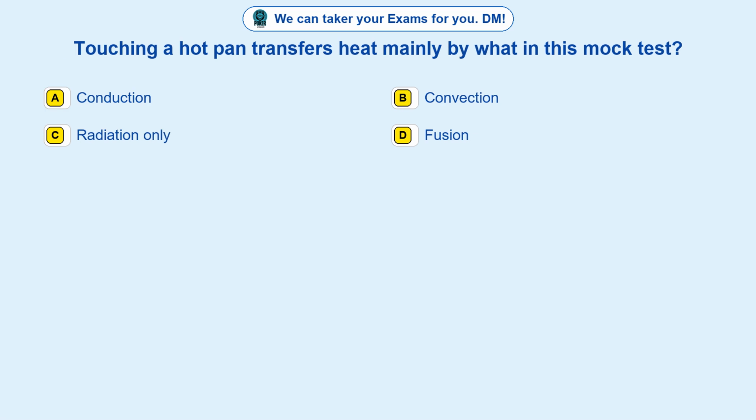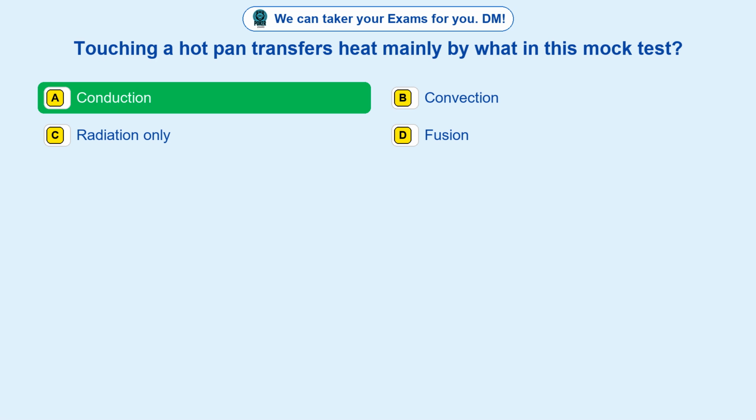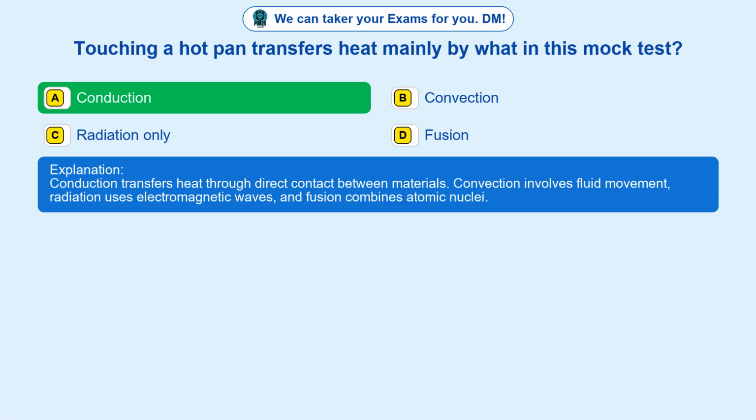Question 75. Touching a hot pan transfers heat mainly by what in this mock test? Option A, conduction. Option B, convection. Option C, radiation only. Option D, fusion. The correct answer is option A. Conduction. Conduction transfers heat through direct contact between materials. Convection involves fluid movement, radiation uses electromagnetic waves, and fusion combines atomic nuclei.